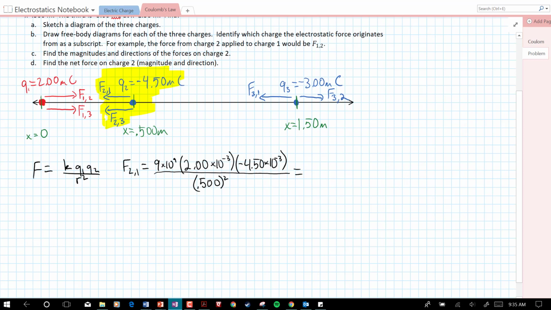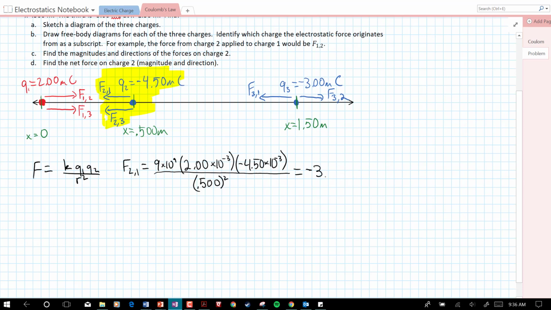Then we just plug it into our calculator. We do 9 times 10 to the 9 times 2 times 10 to the minus 3 times negative 4.5 times 10 to the minus 3 divided by 0.5 squared. Whew, that's a lot of force. The magnitude of our force is going to be 324 kilonewtons, or let's write it in scientific notation.